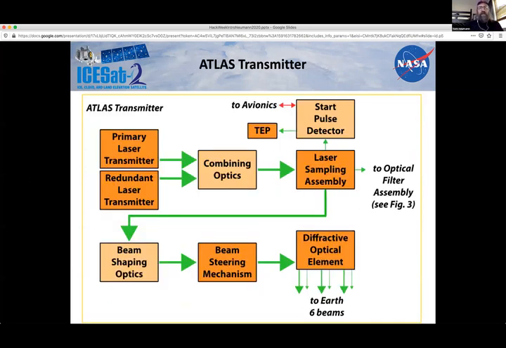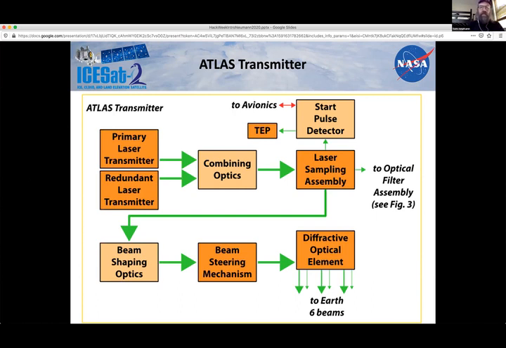The 2 big sides of ATLAS you can think of as the transmit side, where the light is generated and sent down to the Earth, and the receive side. This is a schematic showing the components in the transmit side. ATLAS, the Advanced Topographic Laser Altimeter System, carries 2 lasers, only one of which is on at any point in time. We turned on our laser in early October of 2018, and we continue to use that laser. So it's been over 1.5 years now on that primary laser transmitter.